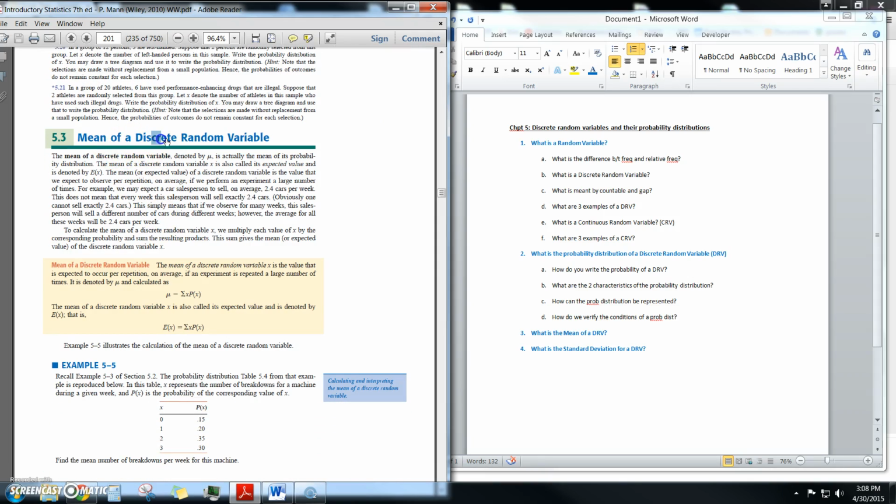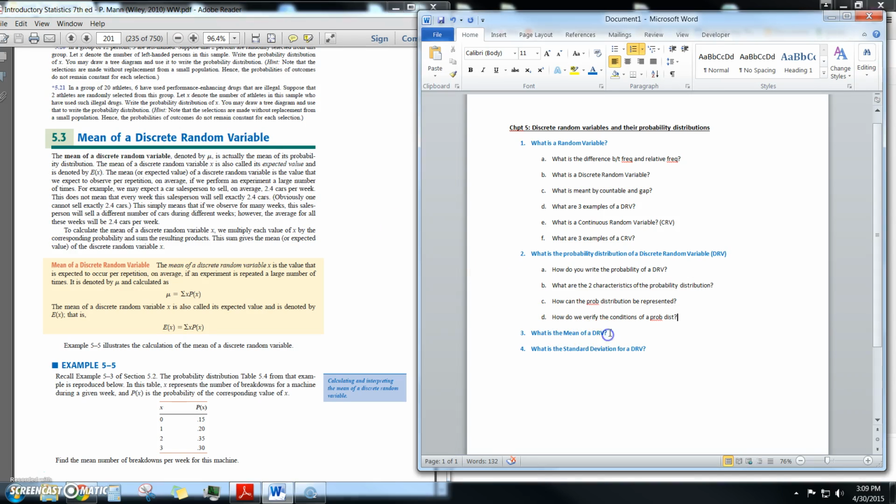Mean of a discrete random variable. So again, what is the mean of the discrete random variable? I moved on. And get ready to, I'll change these back to black. A little bit of formatting while we're here. Black. How do you calculate the mean of a DRV?